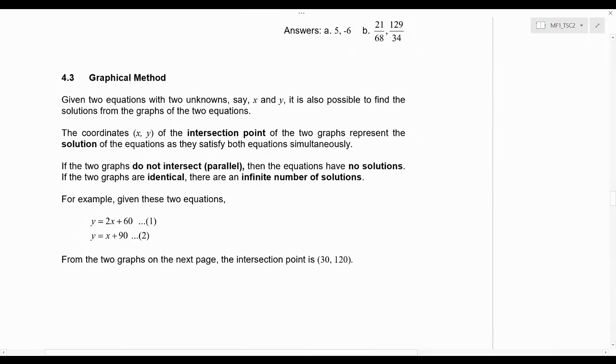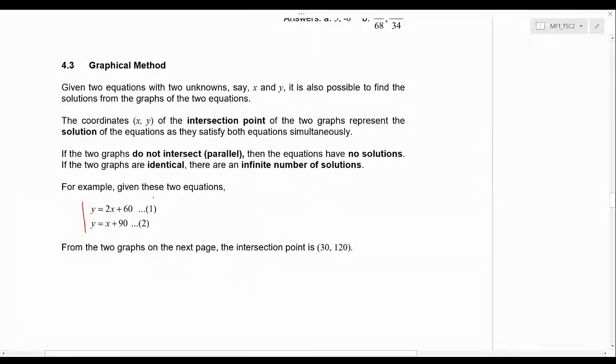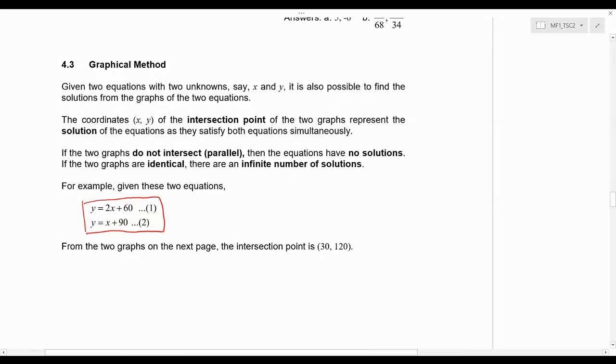Okay, so for example, what you see here is y equals 2x plus 60, and that's your first equation. And then you have another equation of y equals x plus 90. That's your second equation. All you've got to do is put it in the same graph and see where they intersect. There should only be one intersection because it's just one x value that works.